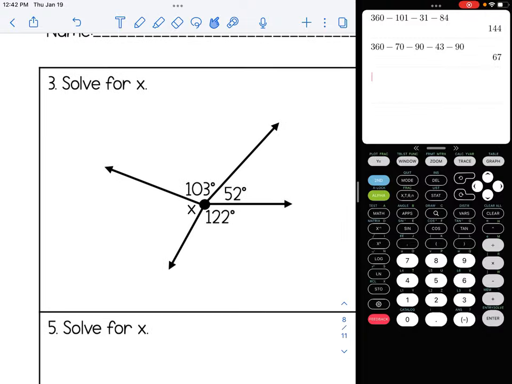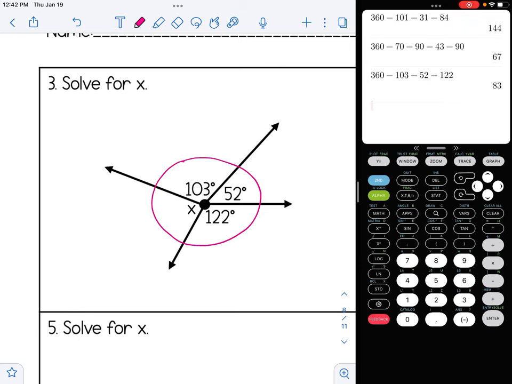On number 3, once again, everything adds up to 360 degrees. I can draw my circle there as a reminder if I would like to. And I'm going to start using my calculator to subtract. So 360 minus 103 minus 52 minus 122. And x comes out to be 83 degrees.